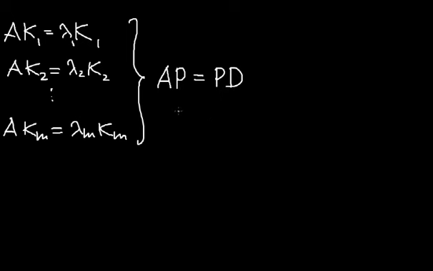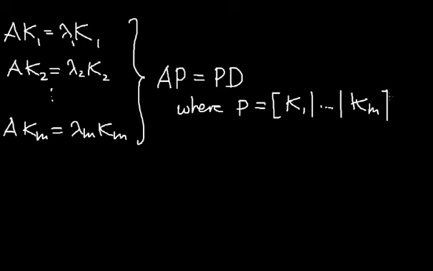where the P matrix is a matrix whose columns are the eigenvectors, and the D matrix is a diagonal matrix whose entries are the eigenvalues appearing in the same order as the columns do, where the column corresponds to the eigenvalue in the order. So lambda 1 is an eigenvalue for eigenvector k1, and so on.